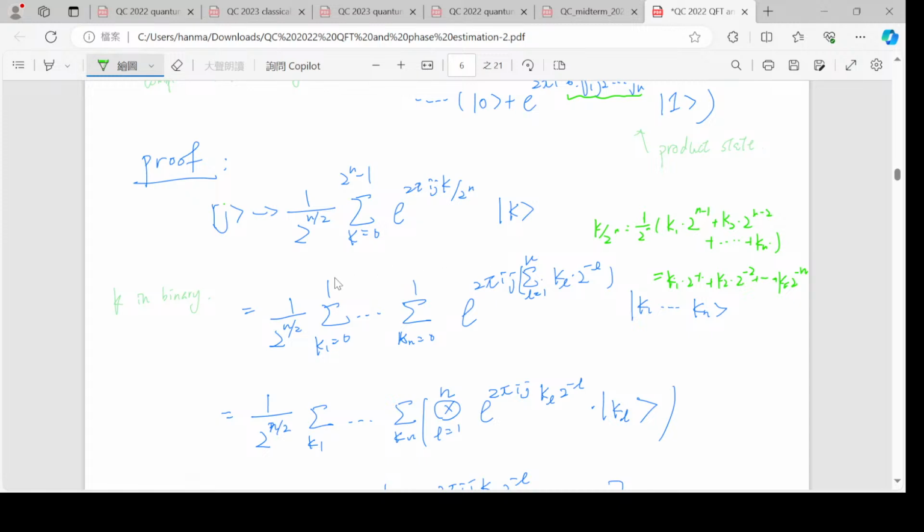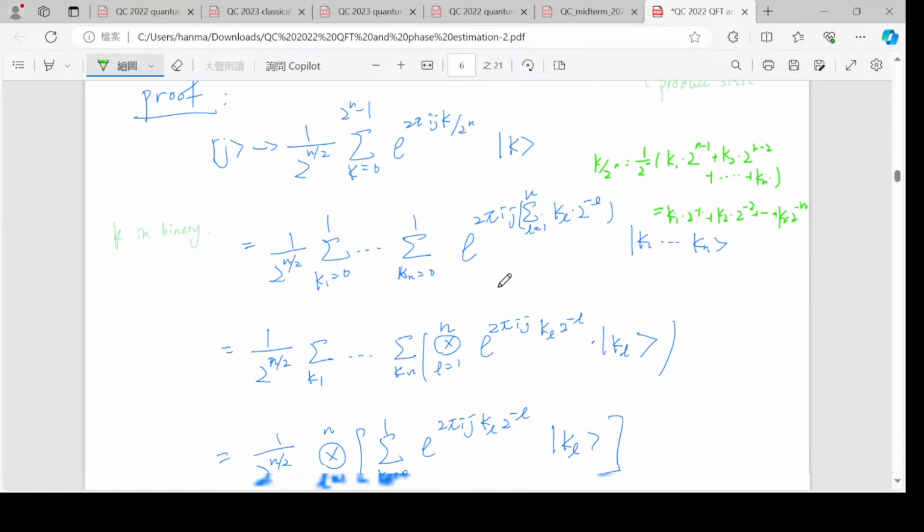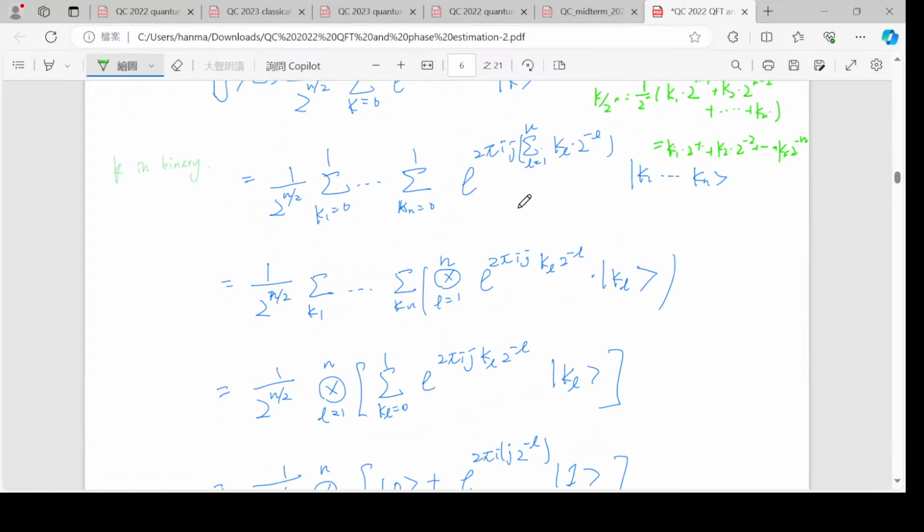So you see that if we express k in terms of binary, then k divided by 2 to the n can be written as the summation over l of kl times 2 to the minus l. Okay. So second step, we break k into a binary string, k1 to kn, but we kind of take the binary back to decimal, okay? It's a bit funny, but anyway, this way we can write this in a nicer form, okay?